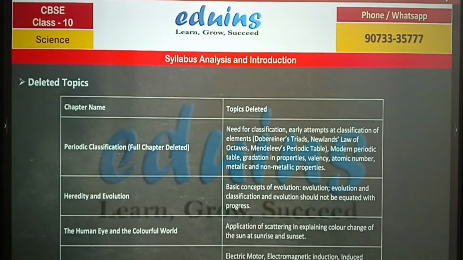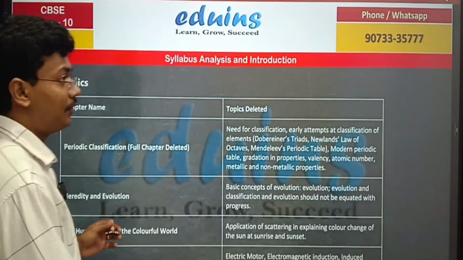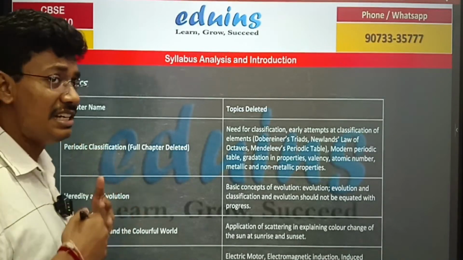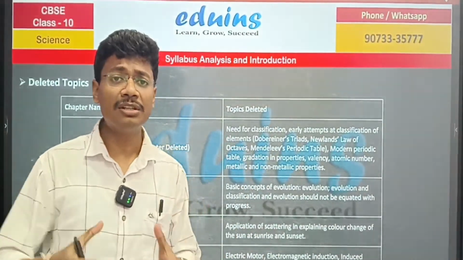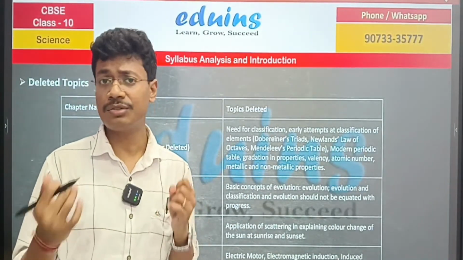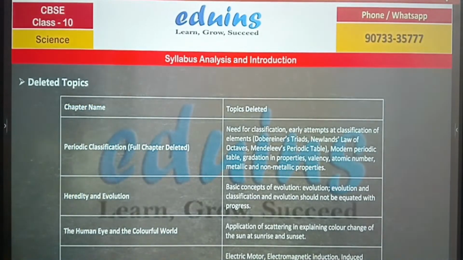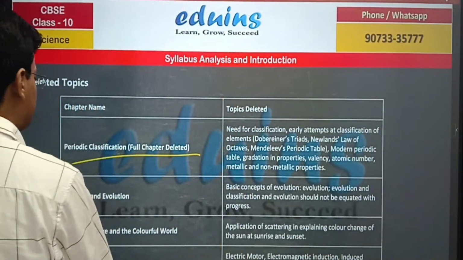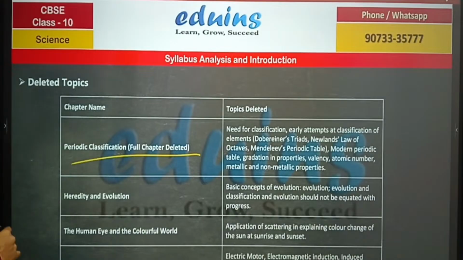Now come to the part of the deleted topics. Many of you get confused about which part we will study and which part we will avoid. So the deleted parts in your recent syllabus, for the session 25-26 or 26-27: the periodic classification full chapter has been deleted. The full chapter has been deleted, that is part of your chemistry.